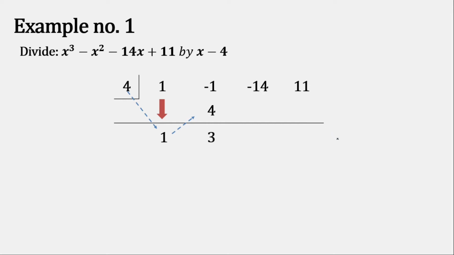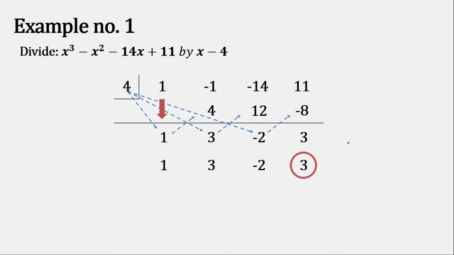Then repeat the previous step, 4 times 3 is 12, and put the answer in the next column. Negative 14 plus 12 is negative 2. Then 4 times negative 2 is negative 8. 11 plus negative 8, we have 3. These are the answers that we get. The last number that we get will serve as our remainder. And the remaining ones will serve as our polynomial quotient.